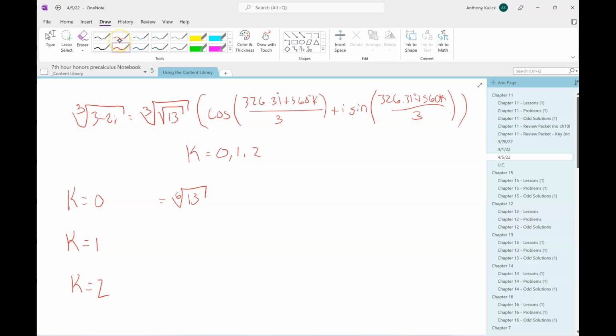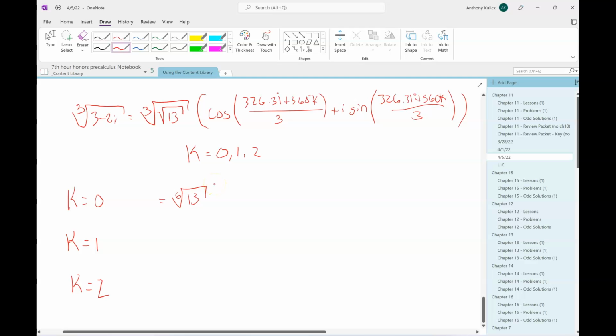Okay. So the cube root of the square root of 13 is the 6th root. Wait, what? Well, remember, square root is what exponent? 1/2. The cube root is what exponent? 1/3. And when you have an exponent of an exponent, you multiply. So that's a 1/6, which is just the 6th root. Is that cool? Again, algebra 2.